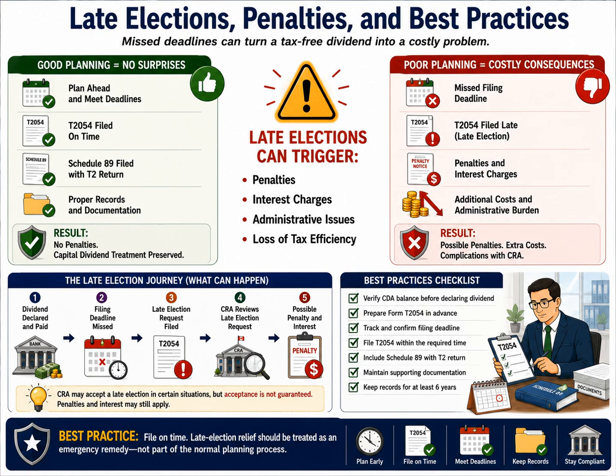The best way to avoid penalties, interest, and administrative complications is to prepare early, monitor deadlines carefully, and complete all required filings before the due date arrives. In other words, the most effective capital dividend strategy is not just accurate tax planning, it's disciplined compliance planning as well.